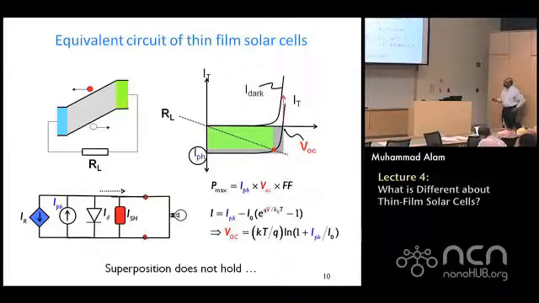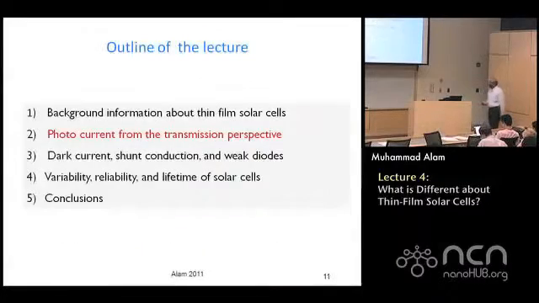So the main point I want to make is that superposition doesn't hold. Therefore, if you see a thin film solar cell, most of the time you shouldn't try to copy a textbook formula from your undergraduate textbook and apply it, because you may not get the right result. Okay, so let's get started in terms of photocurrent.